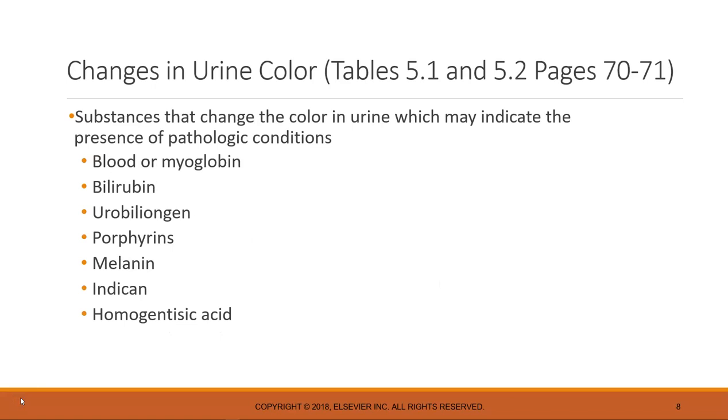I want you to spend quality time with tables 5.1 and 5.2 on pages 70 to 71 in your textbook. This is an extensive list of causes of changes in urine color. Some substances that change the color in urine may indicate the presence of pathologic conditions. For example, the presence of blood or myoglobin may be indicated by brown color in fresh urine. Bilirubin has a yellow color, but when significantly increased, it has an amber color. Upon standing or improper storage, the bilirubin oxidizes to biliverdin, and this causes the urine to have a greenish hue.